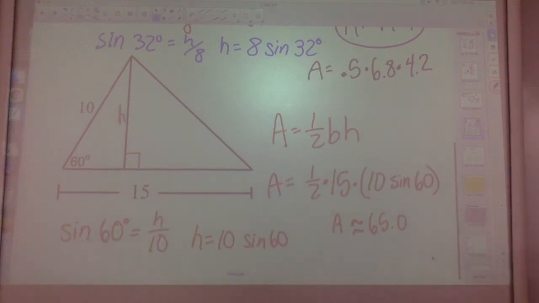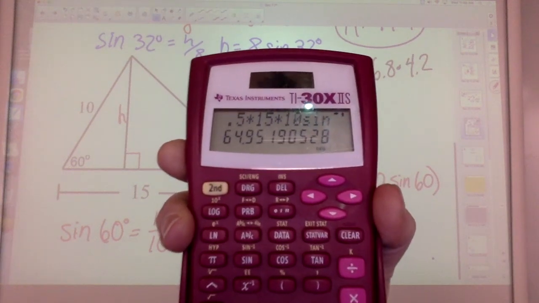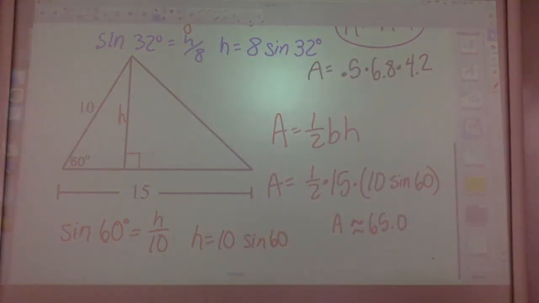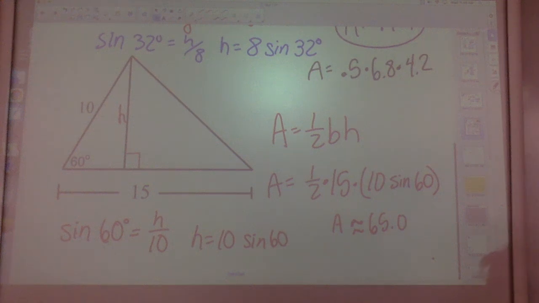Okay, if you got 65.0 or as mine came out, 64.95, which rounds up to 65.0. Yes, you will put the 0.0 if it says round to the nearest tenth. If it says tenth, you got to show me tenths. Take a look at it and see if you got it.